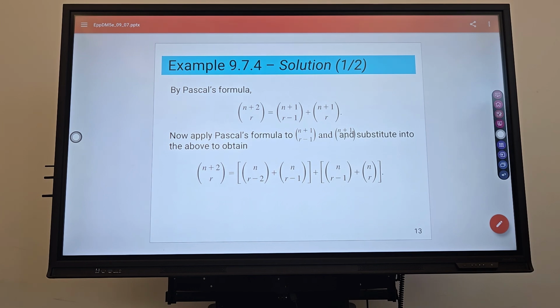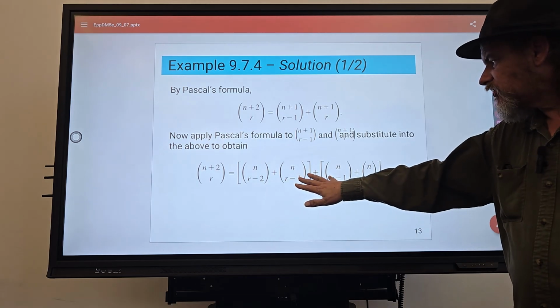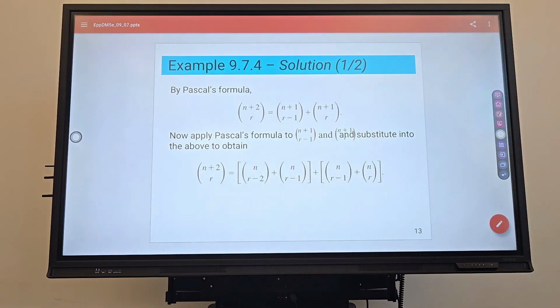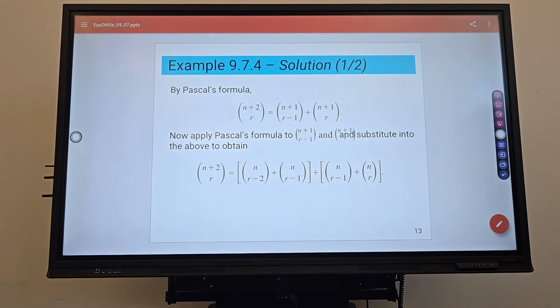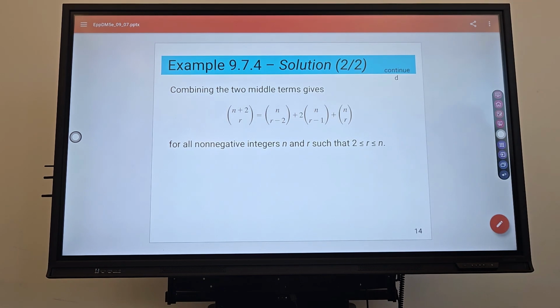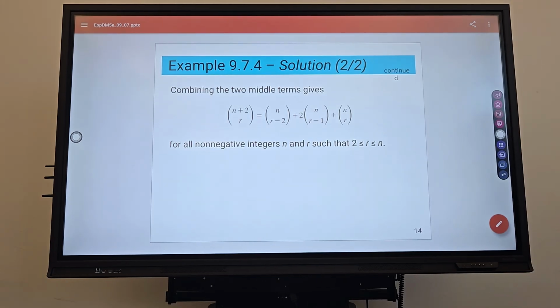Now apply Pascal's formula to n plus 1 choose r minus 1 and n plus 1 choose r, and substitute into the above to obtain this. It looks like a little bit much, but it can be simplified by combining these two terms here to be n choose r minus 2 plus 2 times n choose r minus 1 plus n choose r, like here, for all non-negative integers n and r, such that 2 is less than or equal to r, less than or equal to n.